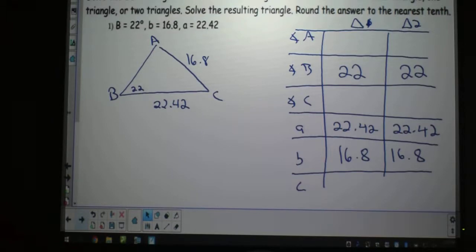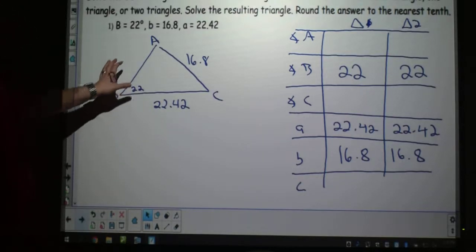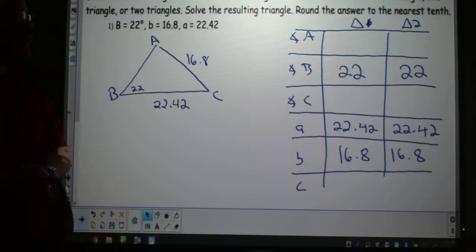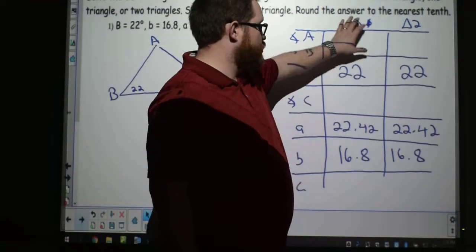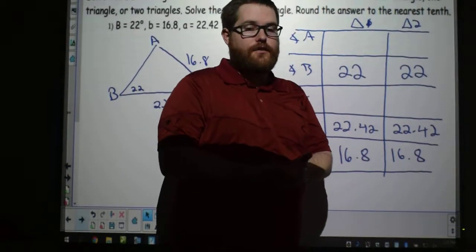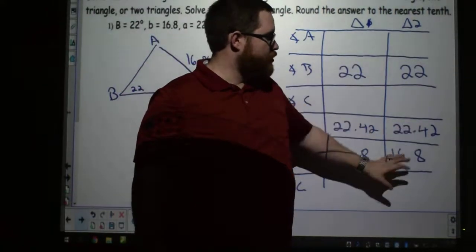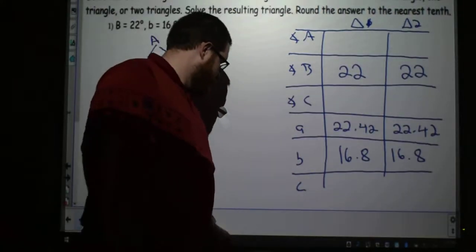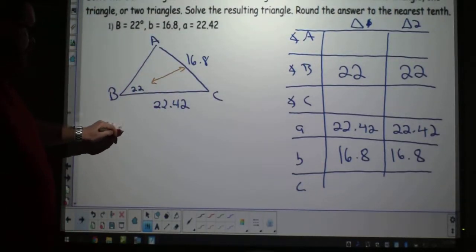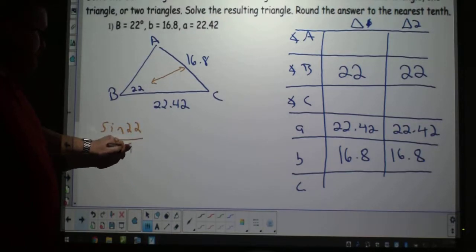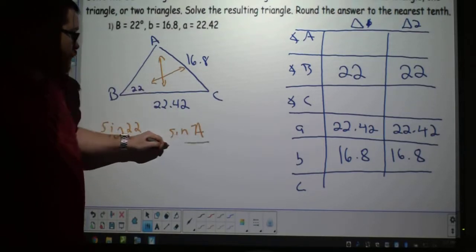So let's try it. You have an angle of 22, a side of 16.8, and another side of 22.4. So this is a very inaccurate drawing, but it's just a triangle to give me some idea. And notice I made a table with all of my given information, triangle 1, triangle 2. I know I had to use side-side-angle, and I know that side-side-angle could be ambiguous, so I went ahead and did two columns here. I see that I have a side and an angle that match up. I'm going to use law of sines and say sine of 22 over 16.8 equals sine of A over 22.4.